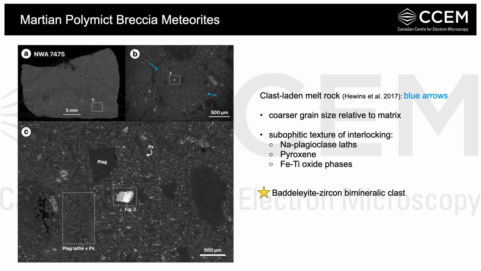And they appear to be part of a larger clast. So I've indicated this by the blue arrows. It's a bit hard to see. And this clast has a larger grain size relative to the surrounding matrix material. And this clast also shows a subophitic texture. So we can see in this white dotted box are plagioclase laths and pyroxenes kind of intergrown together. And this texture suggests that this is likely a clast-laden melt rock. So we have a clast inside the matrix.